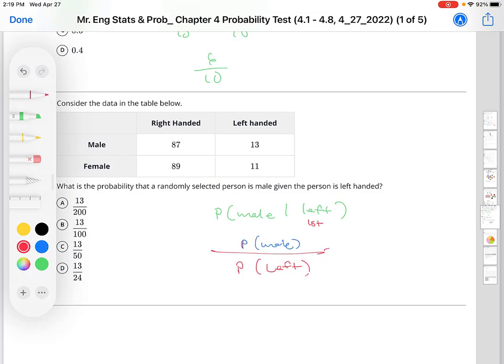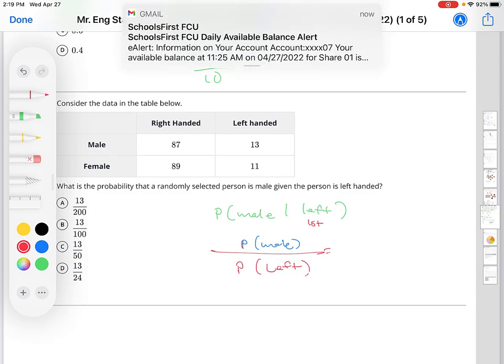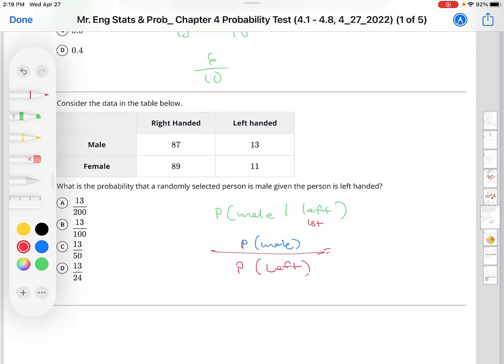Okay, so probability that they are left-handed, so we just need to add up all of these. So this would be 24. I'm just going to add all these up. So 100 males, 100 females, and a lot of right-handed people. 160, 176. Okay, if you add those two together, you get 200.